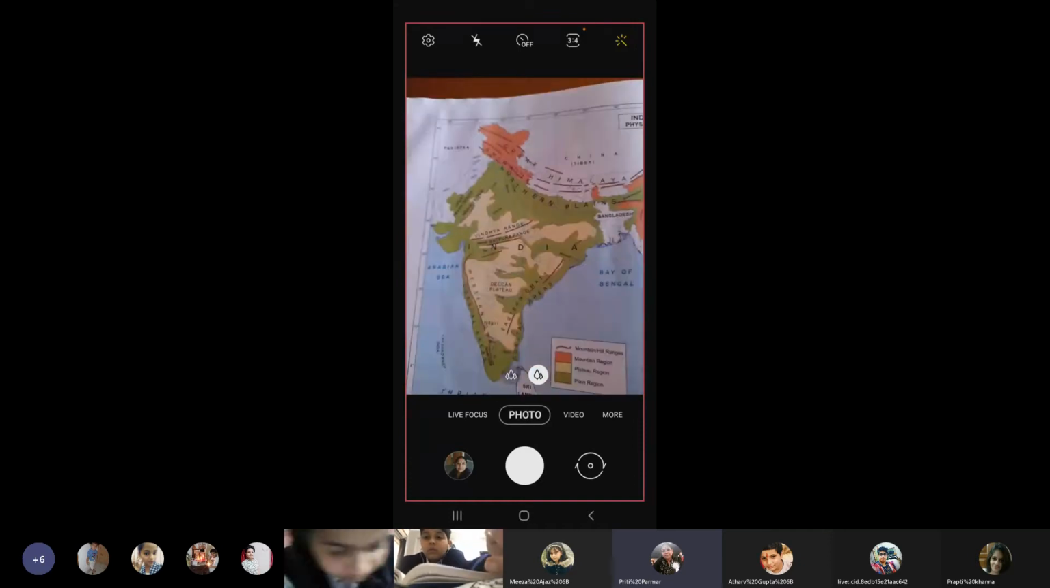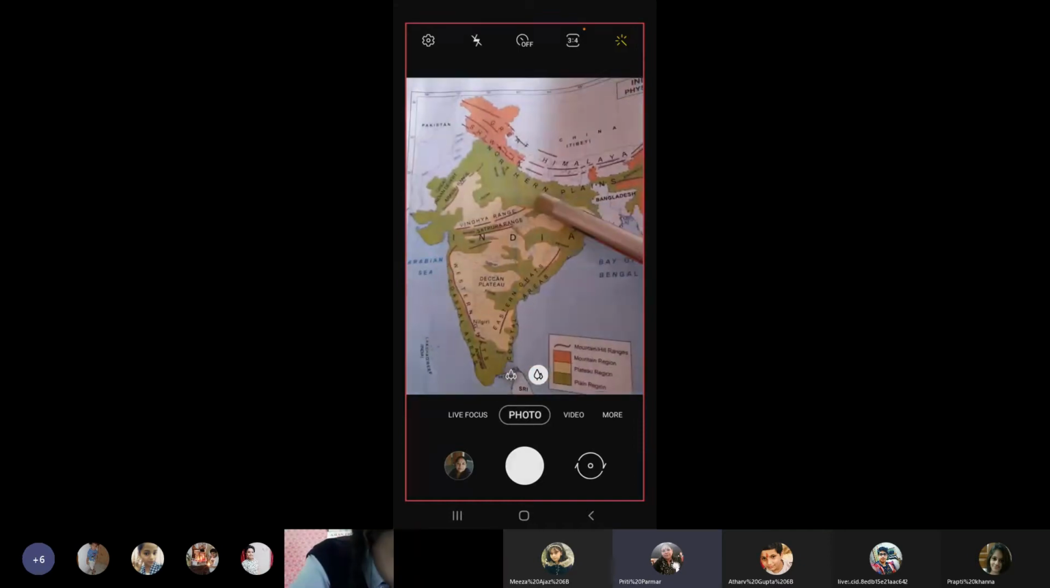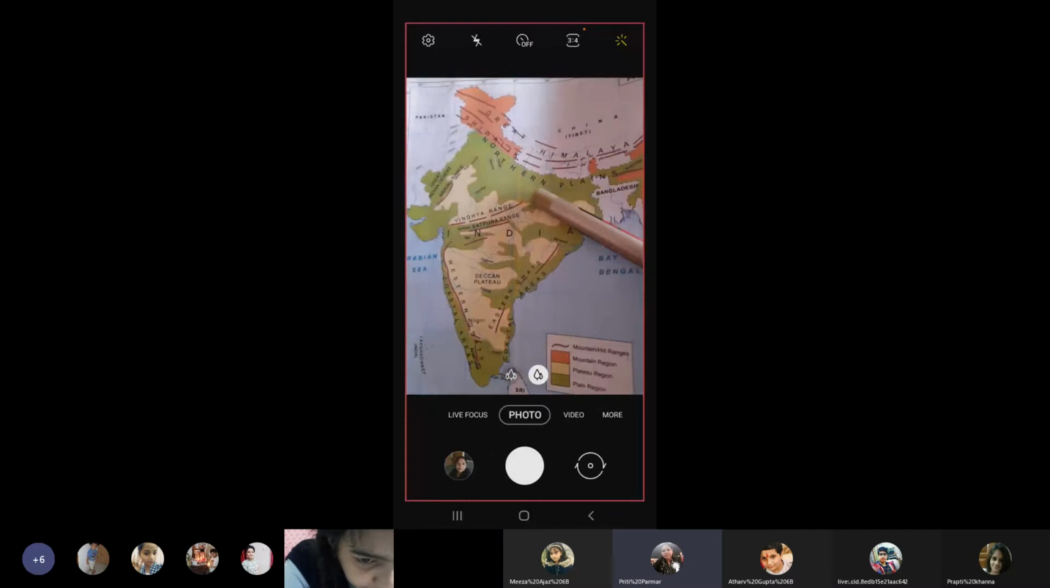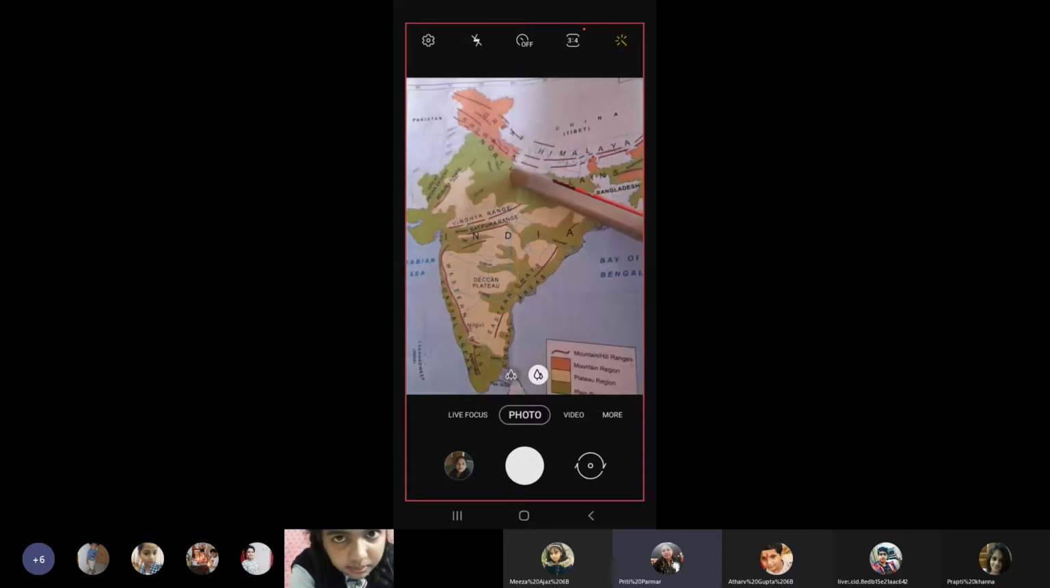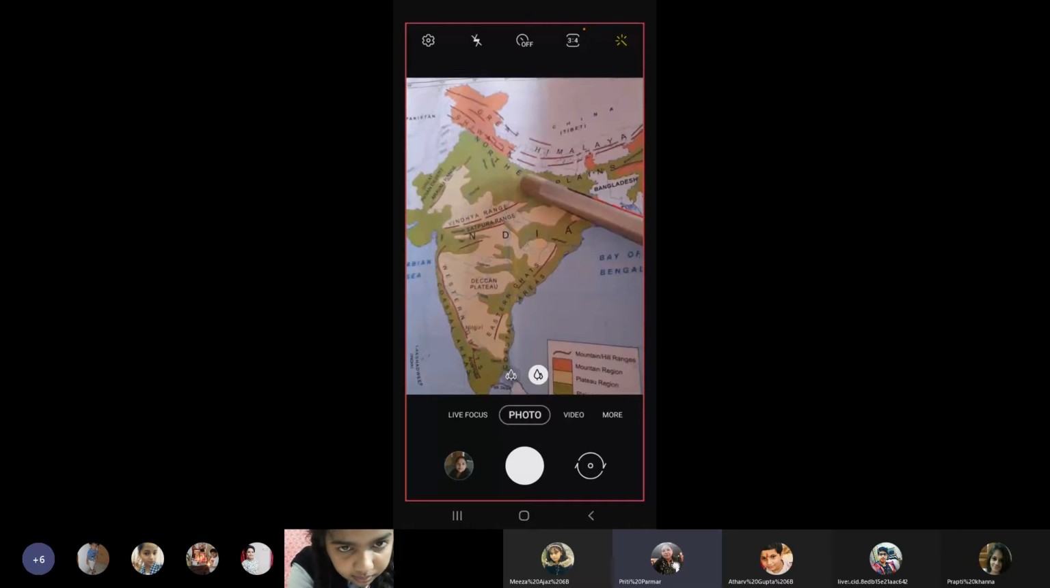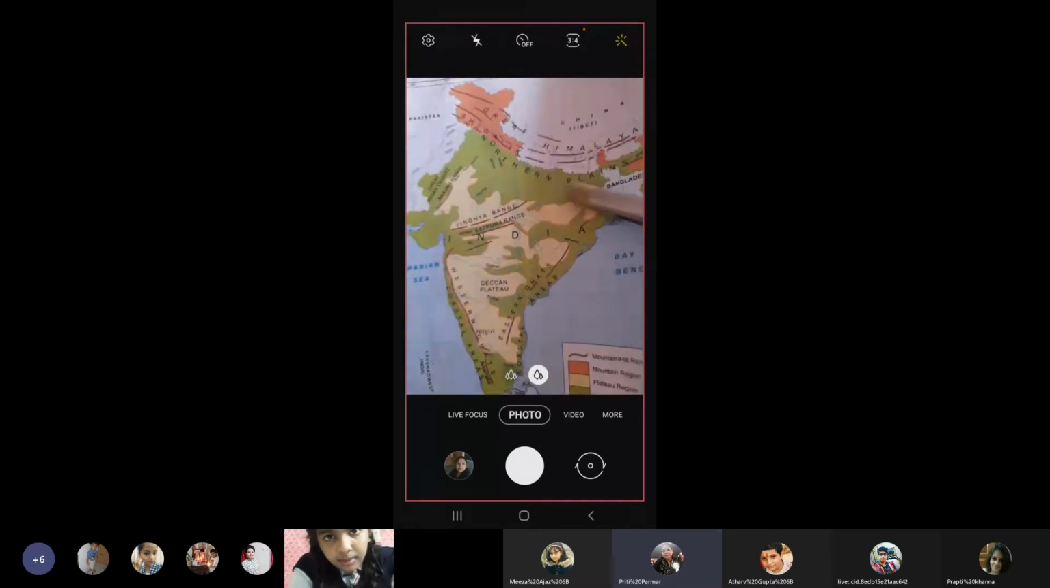So now these northern plains, this area is very fertile. Why? Because a lot of deposition from the mountains, the soil comes which is rich, alluvial soil, it reaches here and makes the northern plains very fertile.